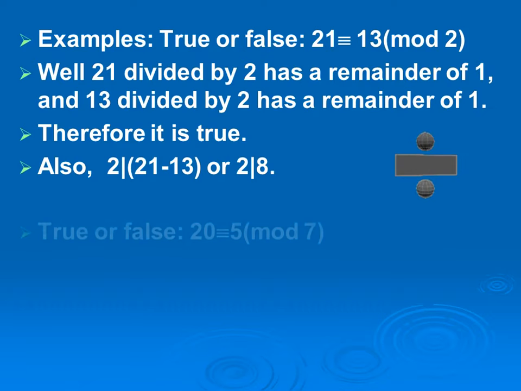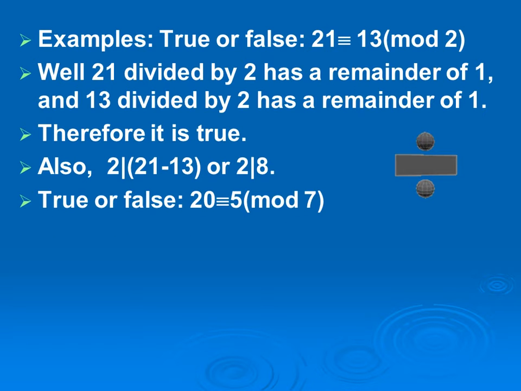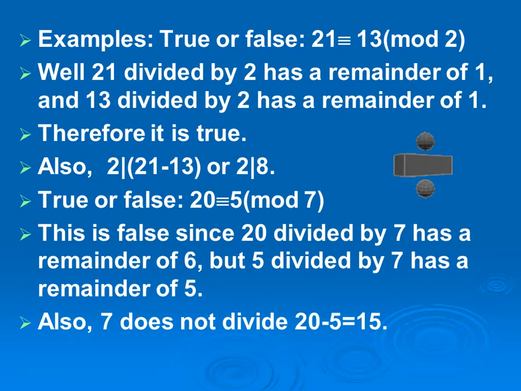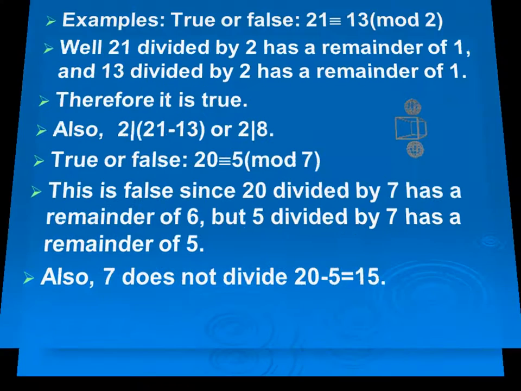Here's another example. Is 20 congruent to 5 mod 7? Well, 20 divided by 7 has a remainder of 6. 5 divided by 7, 7 goes into it 0 times. What's remaining? 5. 6 and 5 are not the same answer, so this is not true. This is false. Going the other way, what's 20 minus 5? 15. Does 7 divide 15? The answer is no. So either way, 20 is not congruent to 5 mod 7.